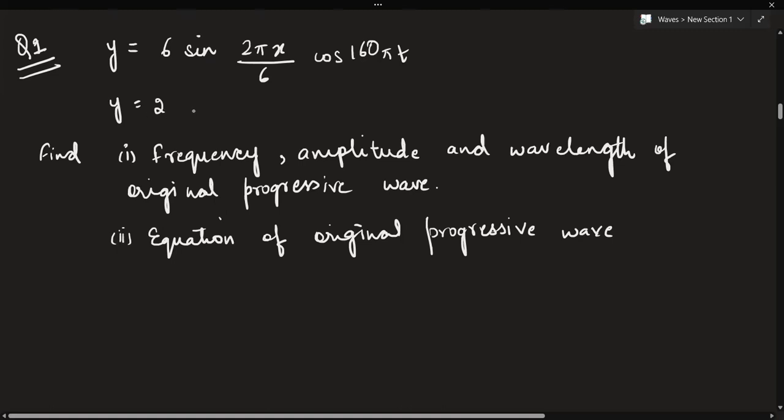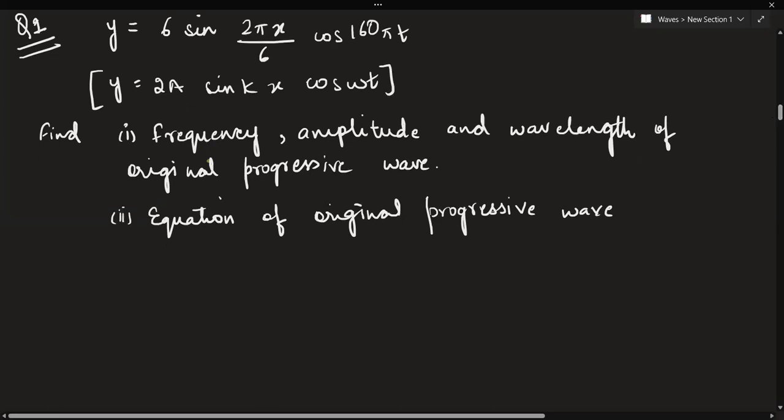See, what is the standard equation that we have seen for a stationary wave? It was 2a sine kx cos omega t. Right? This is what we have seen. So we have to find out the frequency, amplitude, and wavelength of this only. We don't require any other wave. This is sufficient. So we first have to find the frequency, amplitude, and wavelength of this original progressive wave, and then we have to derive the equation for this.